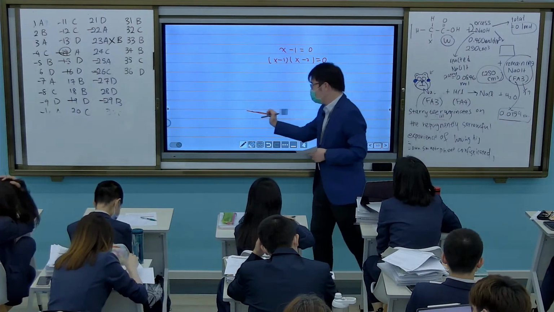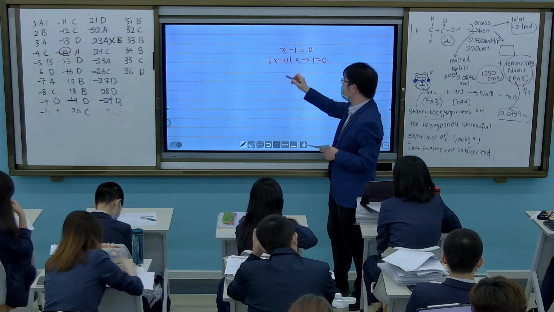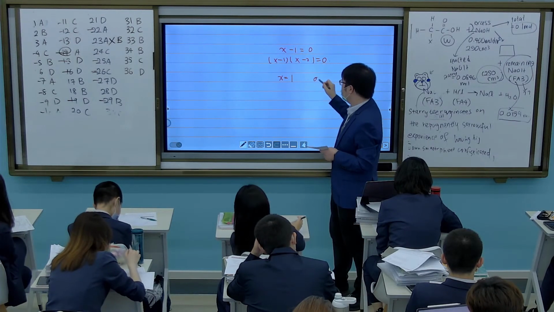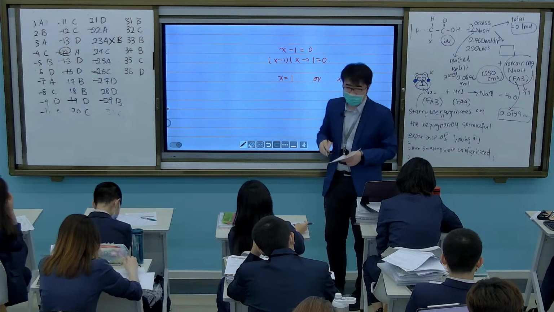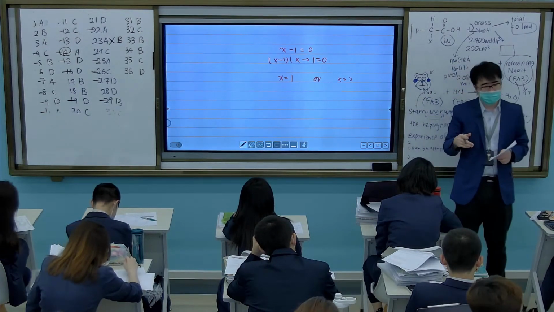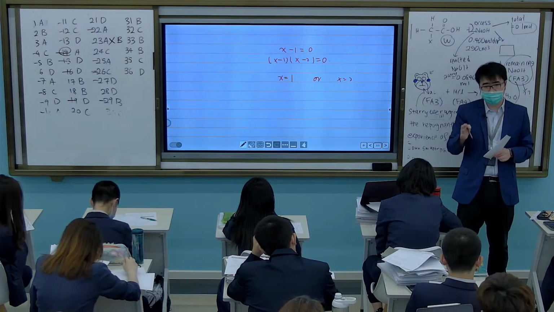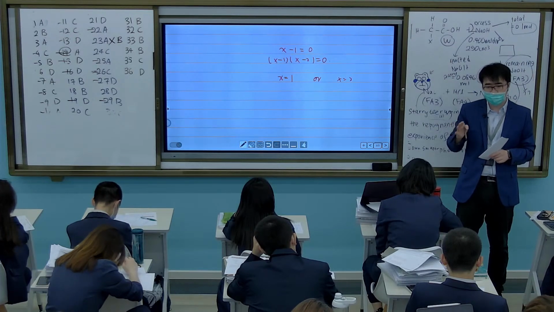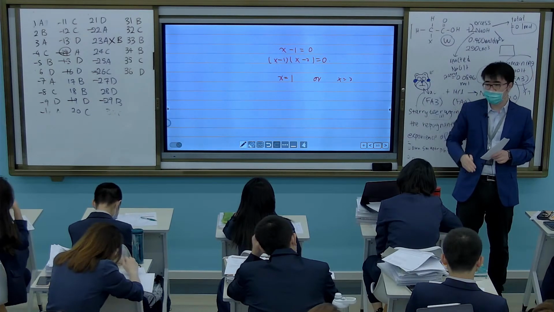So if you want to solve this simultaneous equation, you cannot say x is either 1 or x equals 2, because x equals 2 does not satisfy the first equation. You cannot say x equals 1 or x equals 2 are both solutions of the simultaneous equation.